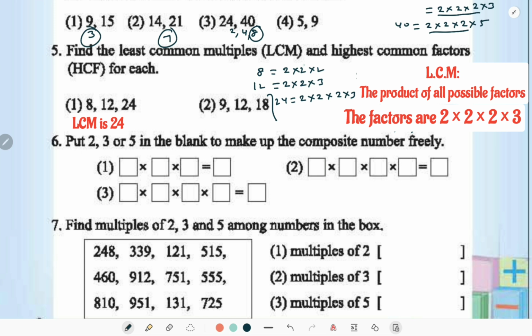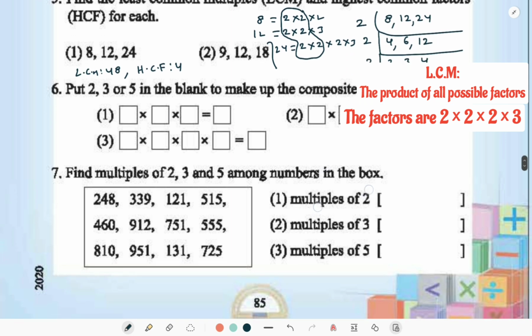So the highest common factor is this, 2 into 2. Okay, so 2 into 2 is nothing but 4. So HCF is 4. Okay, we found HCF using prime factorization. You can also find it using the division method.